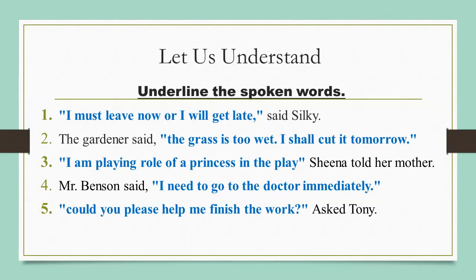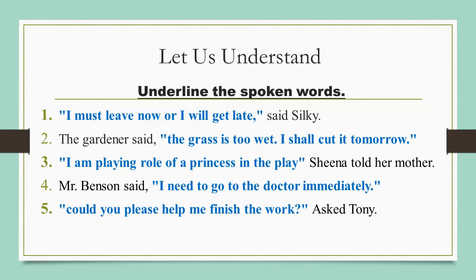You can see, "I must leave now or I will get late," said Silky. So the words that are in inverted commas are spoken words or direct speech. These are called spoken words. You are going to underline these in your book. Number 2 is, "The gardener said the grass is too wet, I shall cut it tomorrow." So which one is direct speech? Yes, the one that is in inverted commas. "The grass is too wet, I shall cut it tomorrow."